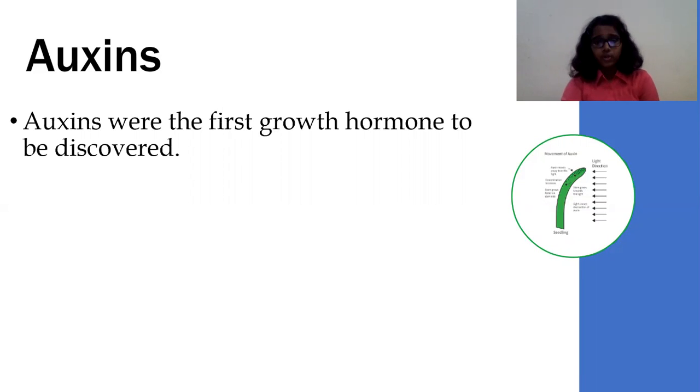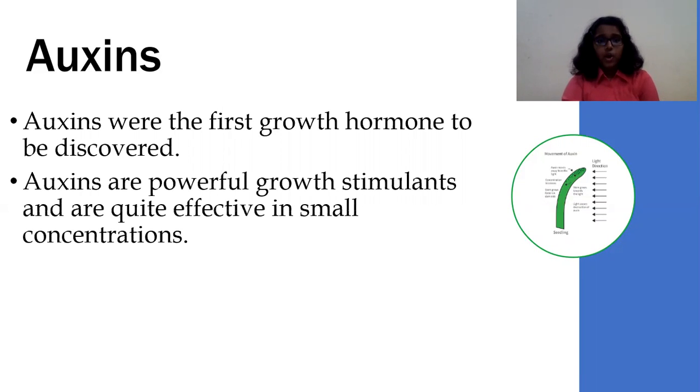Auxins were the first growth hormones to be discovered. Auxins are powerful growth stimulants and are quite effective in small concentrations. Very small amount is required. Actually, that's why I think auxins got their name, because in Greek there's a word auxion which means to grow.